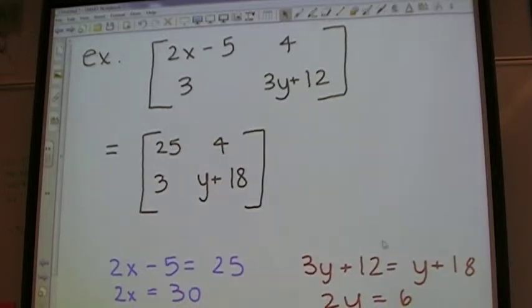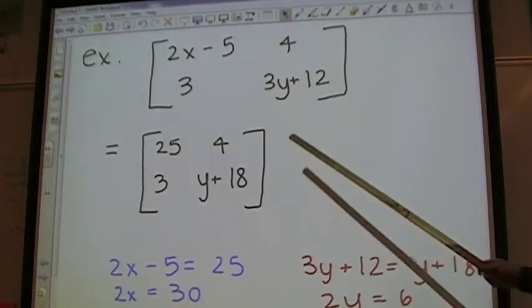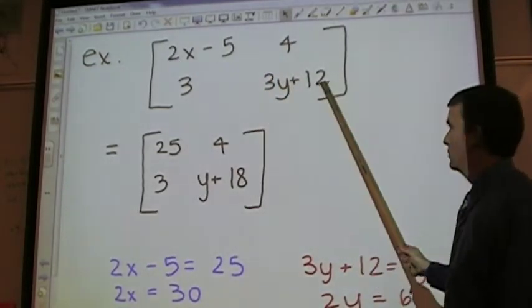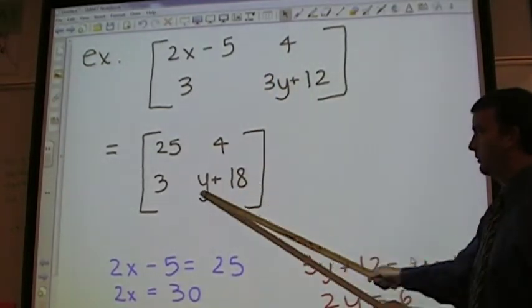And here, this is our last example. If you have two matrices, these are both 2 by 2 matrices. That first entry is 2x minus 5, and the other is 25, 3y plus 12. So this is one entry right here. Same thing here, y plus 18.